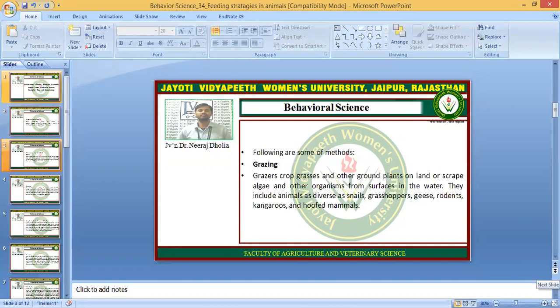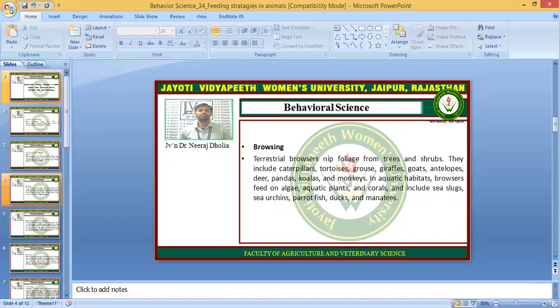One of the strategies is grazing, and grazers crop grasses and other plants on land or scrape algae and other organisms from surfaces in water. They include animals as diverse as snails, grasshoppers, geese, rodents, kangaroos, and other mammals.